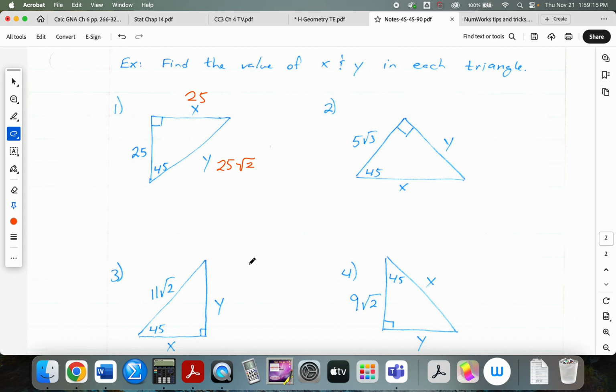All right, let's try this one. This is a 45, 45, 90 triangle. So the two legs are going to be the same length. So y is going to be 5 square roots of 3.